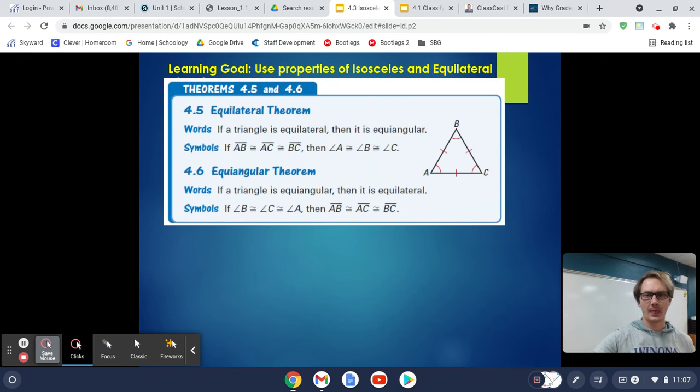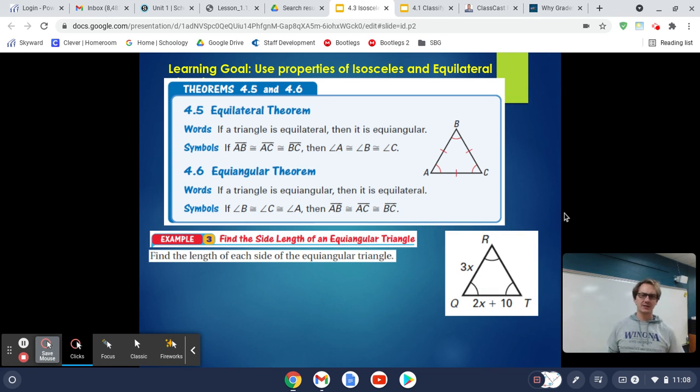All right. The equilateral theorem. If a triangle is equilateral, then it's equiangular. I believe I've mentioned this already in a couple of the classes, but if all 3 sides are the same, then all 3 angles are the same. And 4.6, if all 3 angles are the same, then all 3 sides are the same. So equilateral and equiangular are different ways of describing the same triangle. Equilateral is mentioning that all the sides are the same, and equiangular, all the angles are the same. But the truth is, they're actually the same. If you have one property, you have both.